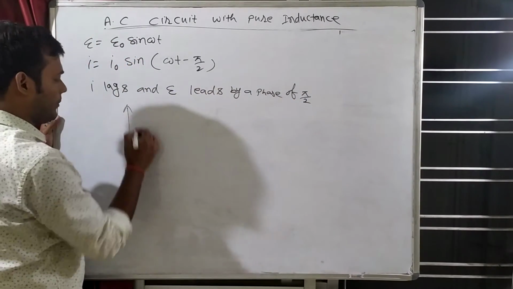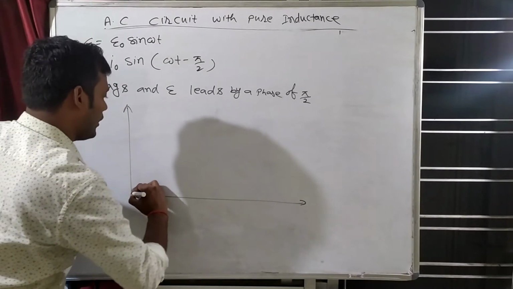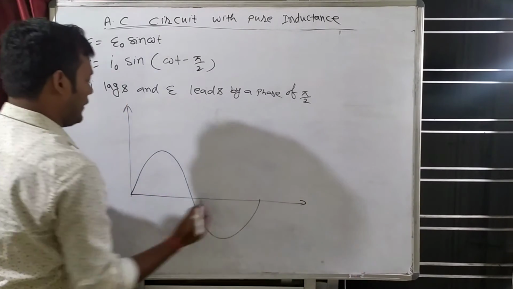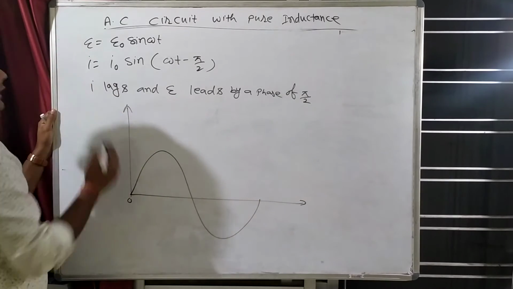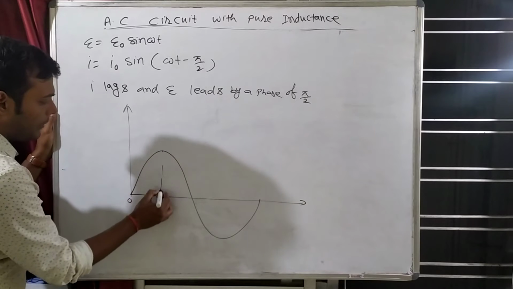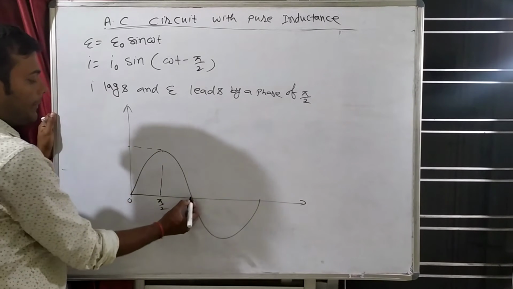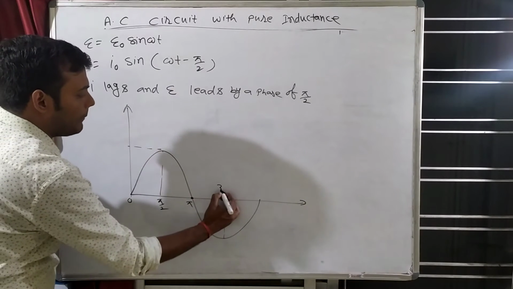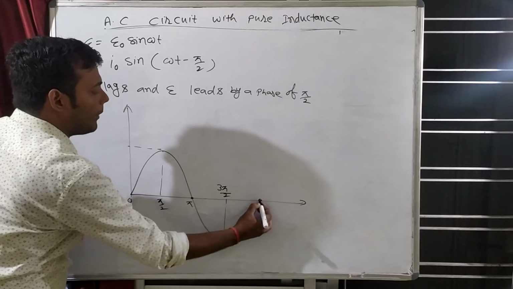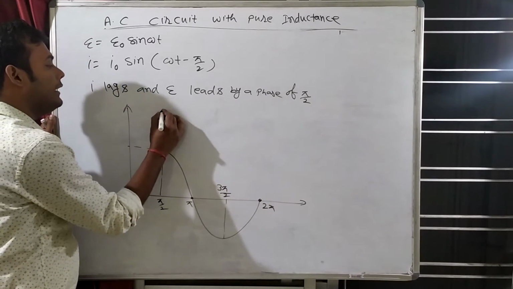Now make the diagram of this. If this is 0, this is sine. First I will make the graph of E. This will be pi by 2, and sine pi by 2 is 1. Then pi by 2 plus pi by 2, that is pi, then pi plus pi by 2, which is 3 pi by 2, and this one will be 2 pi. Now this is the graph of E.